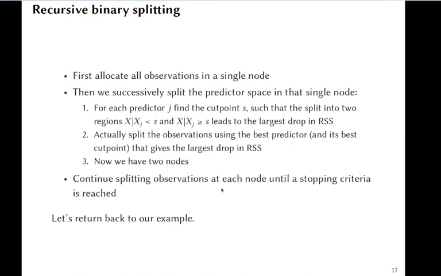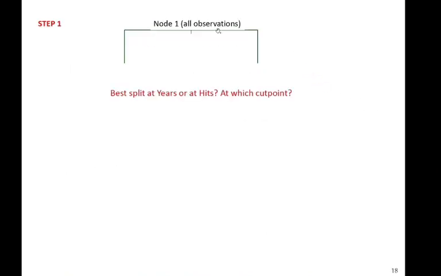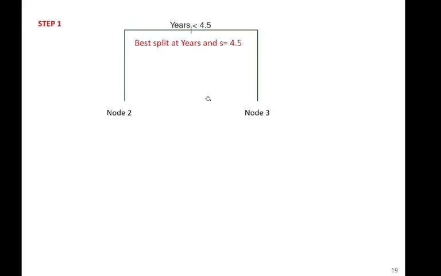So let's return to our example. We started by putting all our observations in node number 1, and we asked, what is the best split? Is it number of years or is it number of hits? We try different cut points for each variable. For number of years, we try different cut points; for number of hits, we try different cut points. We choose the best for years, we choose the best for hits, and then we compare the best split for years and the best split for hits and find which one is best. We know which one: it's the number of years, with cut point 4.5. In this way we created 2 nodes. Some data will be in node number 2 and the rest in node number 3.